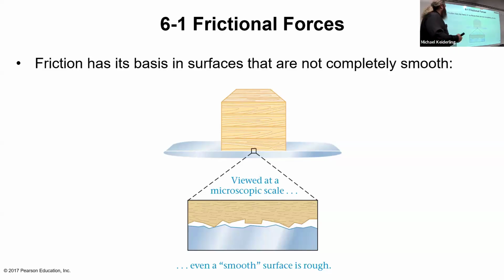So, friction has its basis in surfaces that are not completely smooth. No two surfaces are perfectly smooth. So on a microscopic scale, even a smooth surface is rough. It's jagged. And this means that if you have two surfaces in contact with each other, they interact, and this leads to a force of friction that tries to keep these two objects from sliding relative to each other.